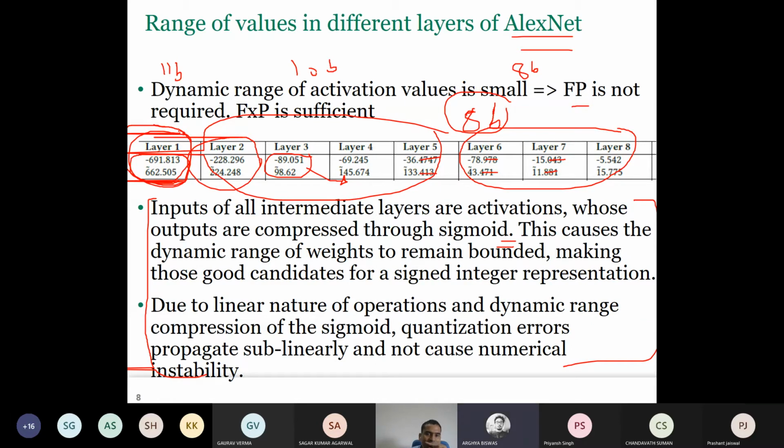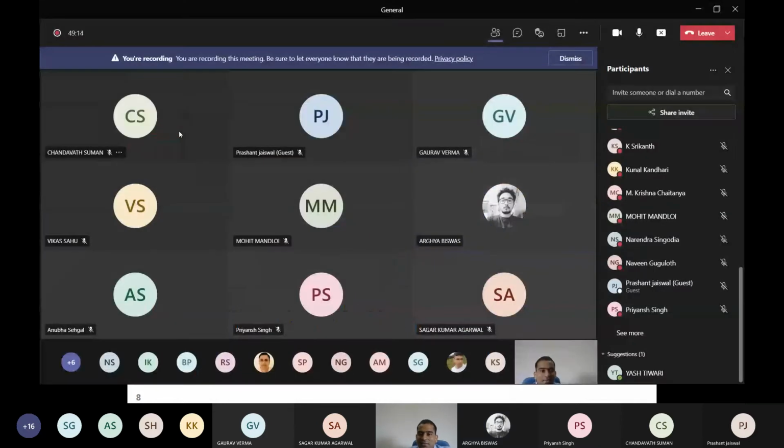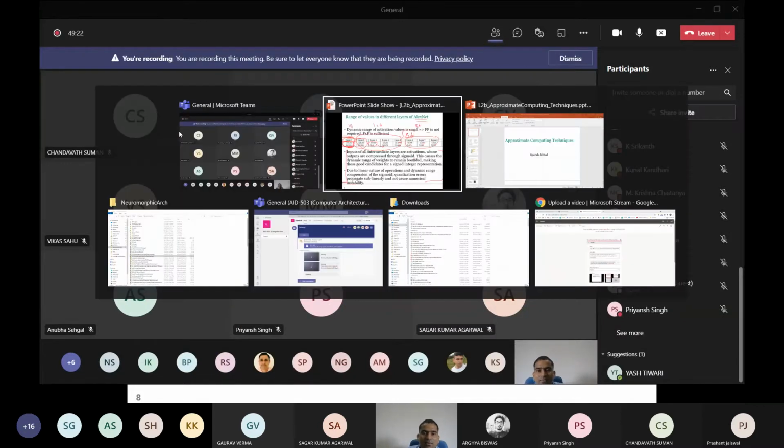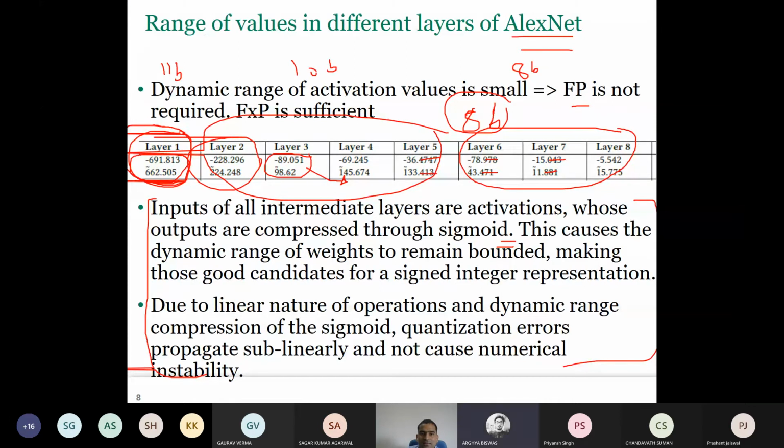Sir, is there ever a possibility that the last layer would have more range than previous layers? No, that can happen. It's not that the range is always going to reduce. The range could increase. Yes. Even here, you can see layer 4 has more range than the layer before it.